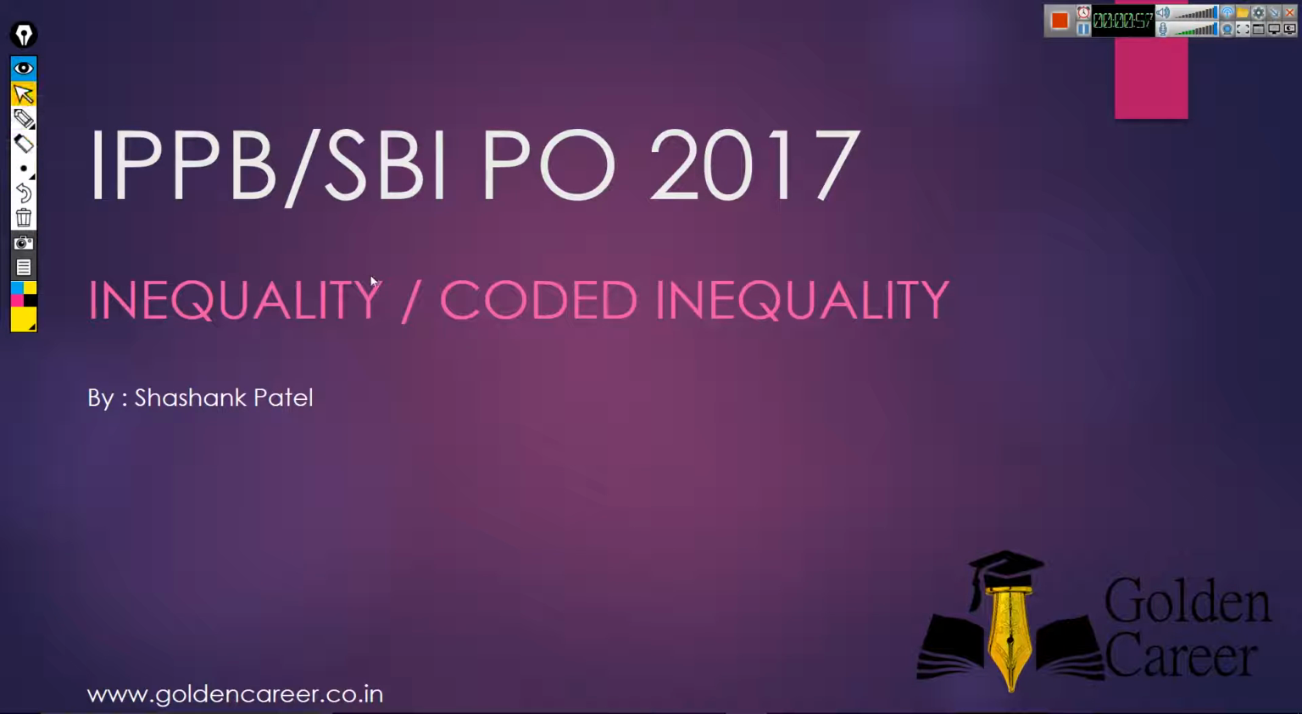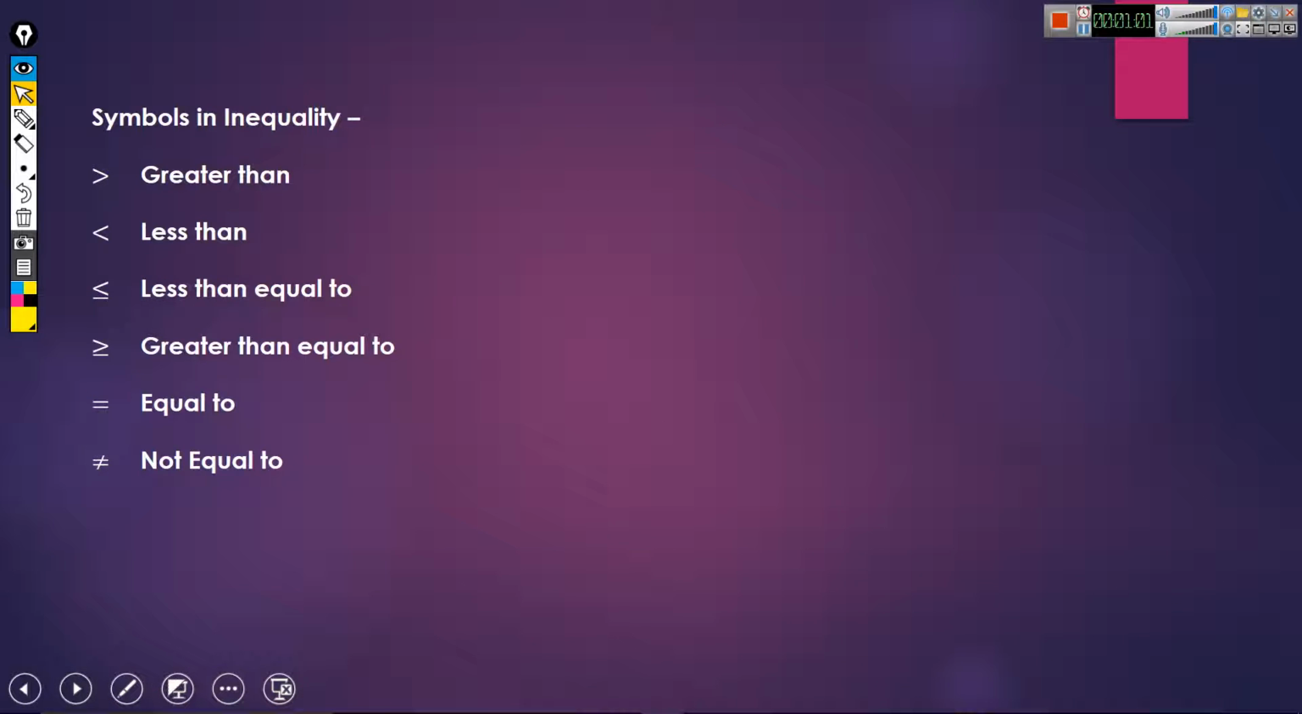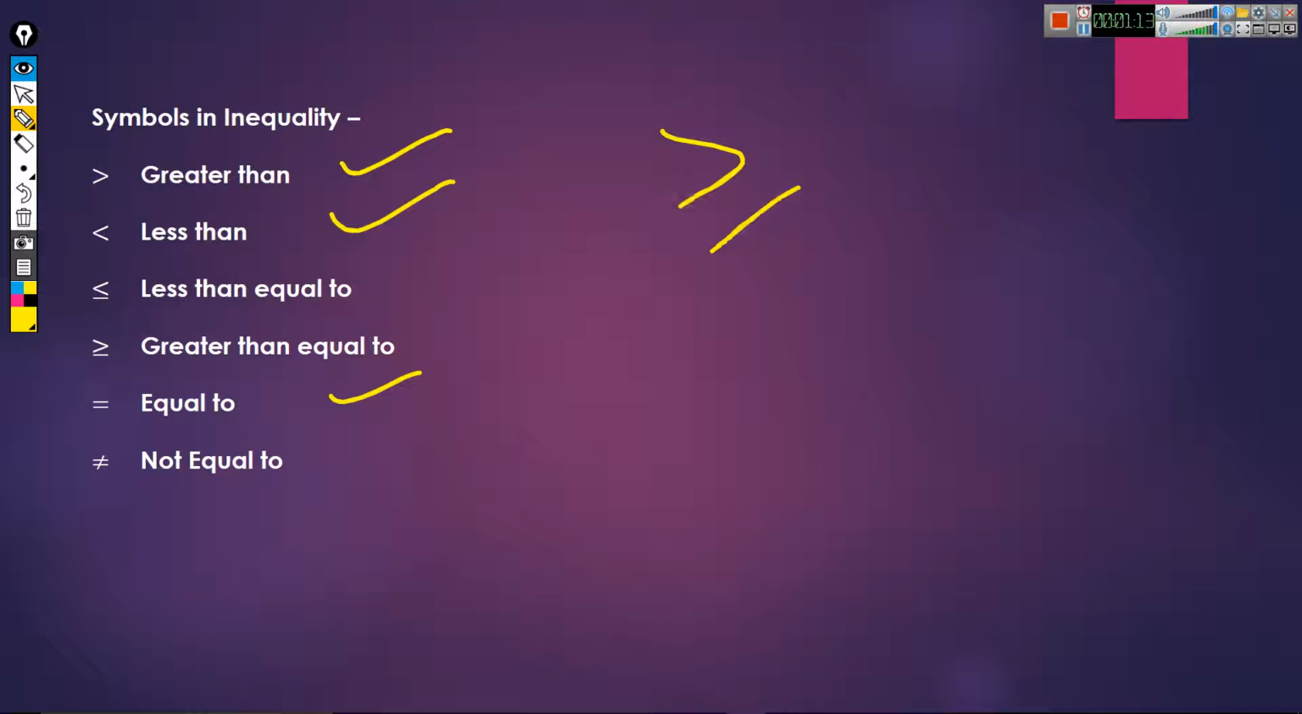So let's proceed. There are mainly three signs in the inequality, that is greater than, less than and equals to. And the remaining three signs are derived from these three signs: greater than equals to, less than equals to and not equals to. I hope all of you know the meaning of these signs. So I will not waste time here and we'll move to the questions.